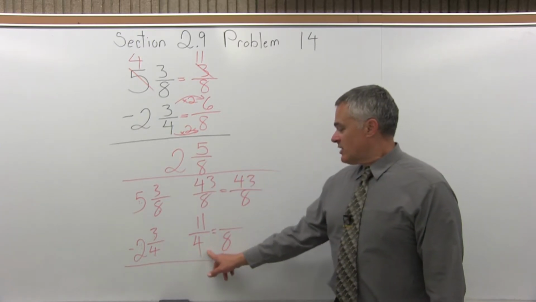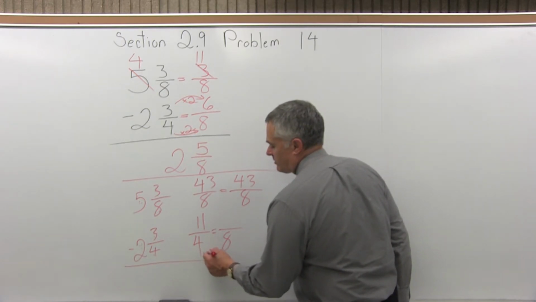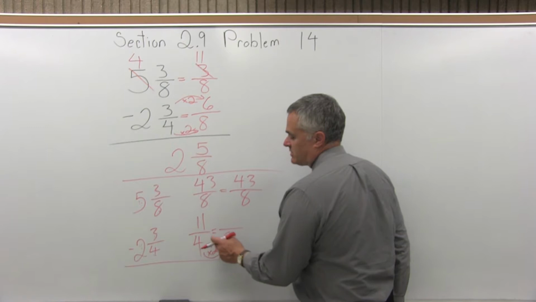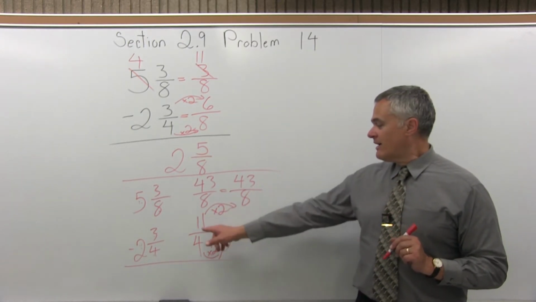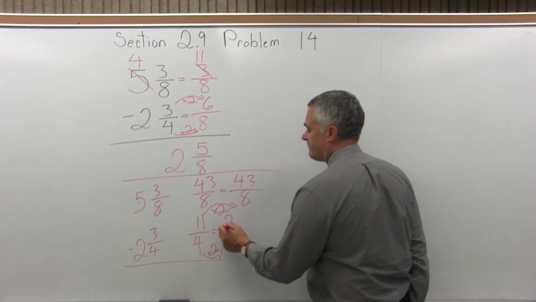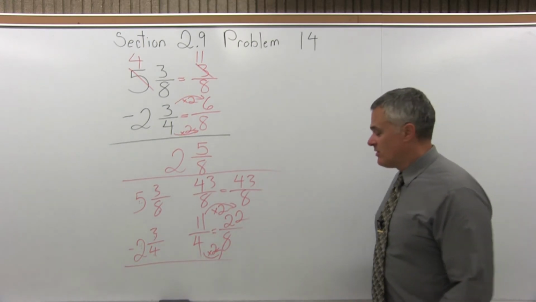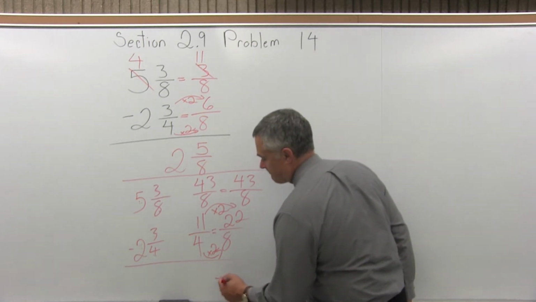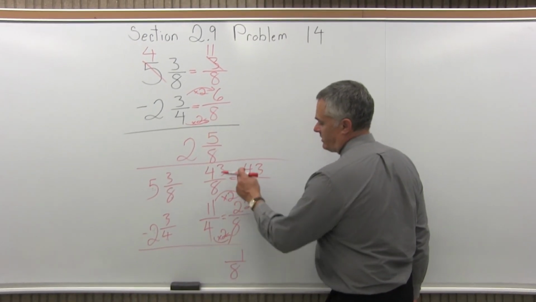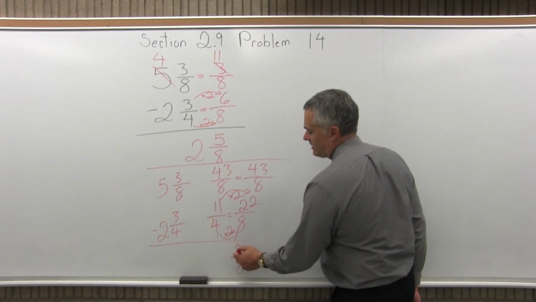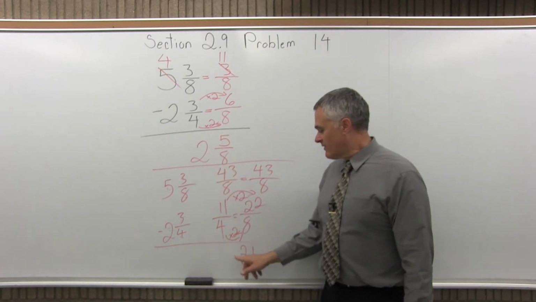The lower fraction, though, did change. It was a 4, it became an 8. So ask yourself, 4 times what number will turn it into an 8? Of course, it's times 2. 4 times 2 is 8. So the numerator gets multiplied times that same value of 2. 11 times 2 is 22. Now I can subtract 43 over 8 minus 22 over 8. Common denominator is 8. Numerator is 43 minus 22. 3 minus 2 is 1. 4 minus 2 is 2. So I have 21 over 8, which looks different than 2 5/8.